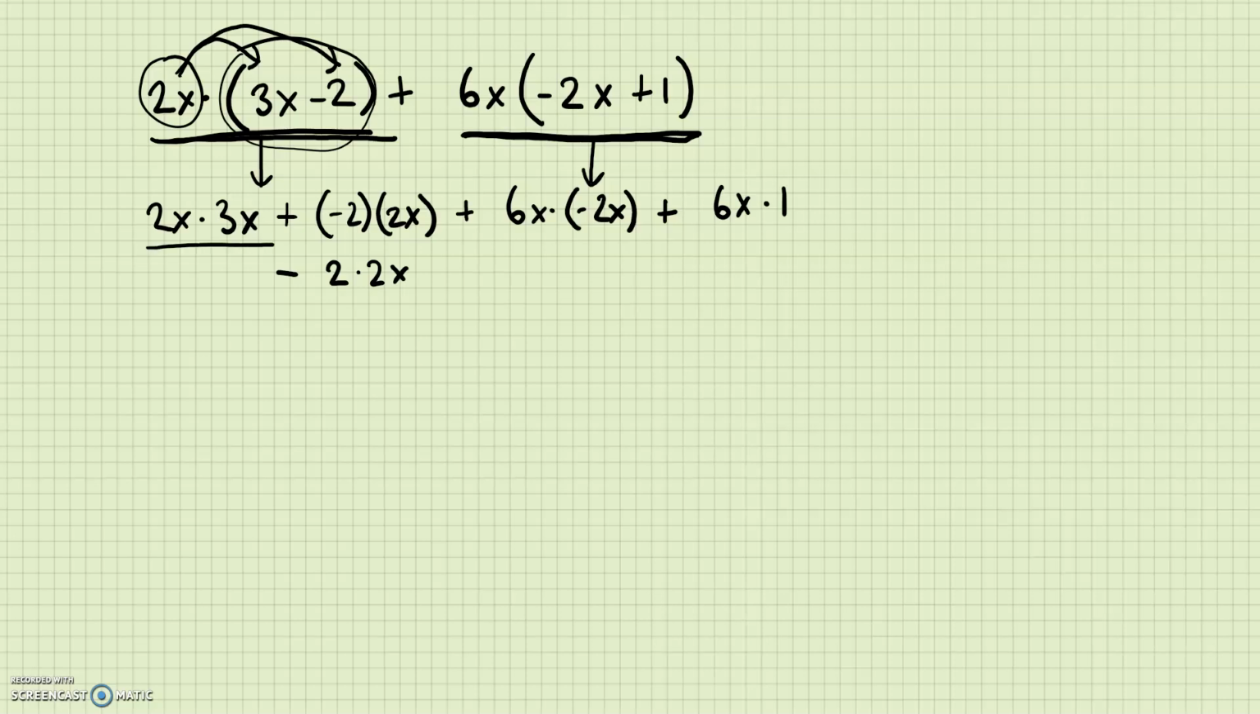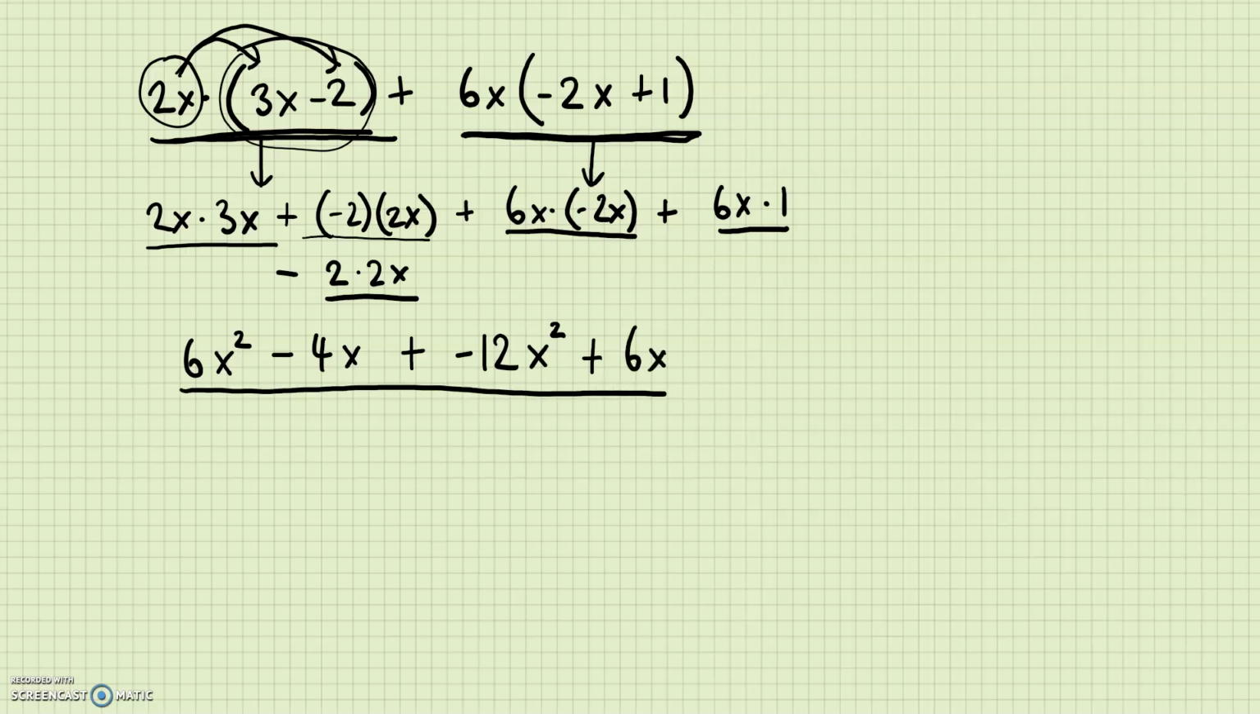Okay, so for the first term, we get 3 times 2, which is 6, x times x, which is x squared. For the second term, we get negative 2 times 2, which is a negative 4, so minus 4x. And notice you'll get the same answer if you do it this way. Plus 6 times negative 2 is negative 12, x times x is x squared. And the last term, 6x times 1 is just 6x, plus 6x.